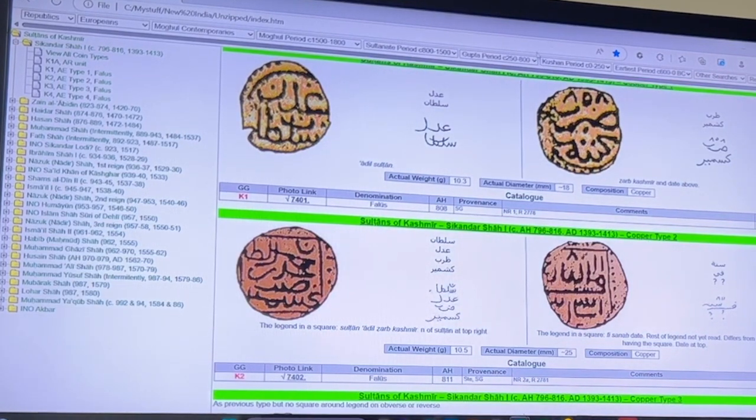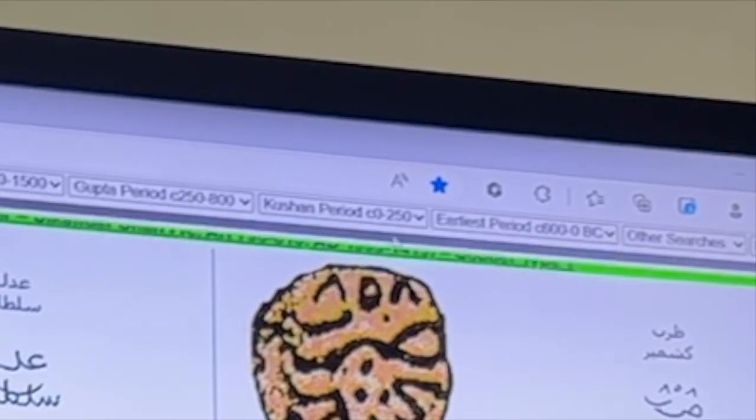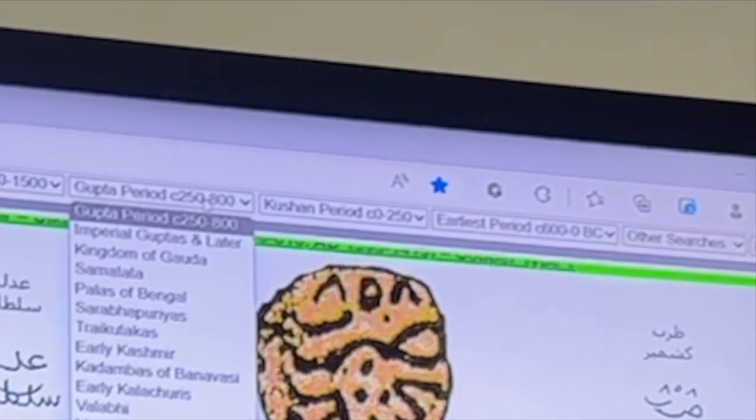Right, so I'm going to jump on now. So these are what I call ancient coins, and I've divided it into 3 periods. Gupta period, roughly that. Kushan period, roughly that. And earliest period. Okay, so I think you can guess what's under them.